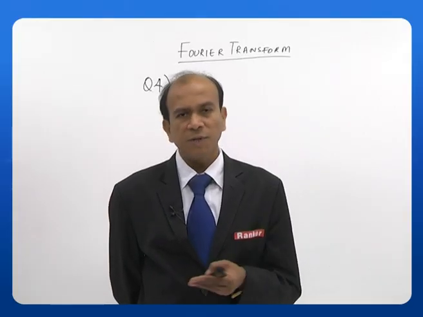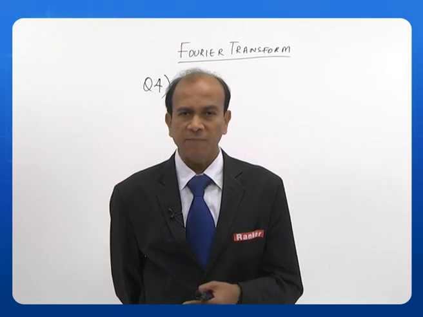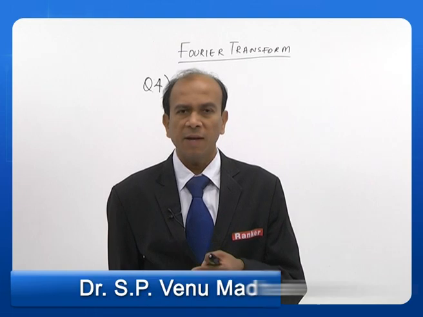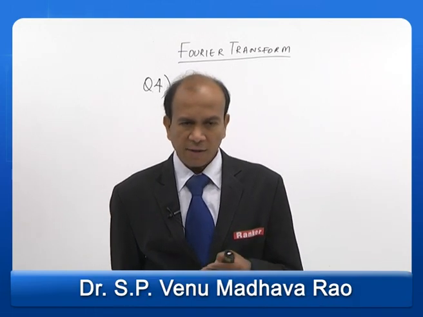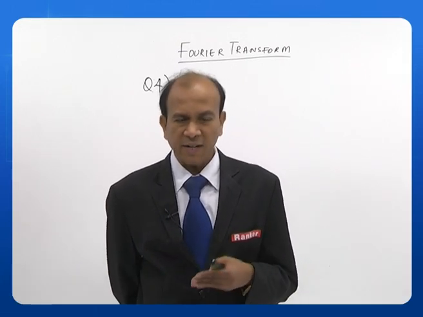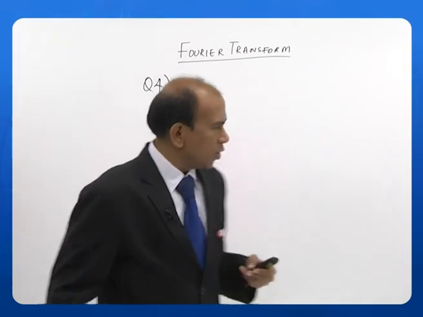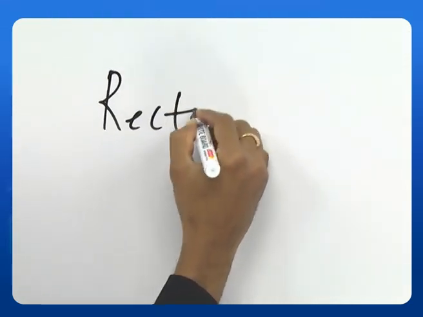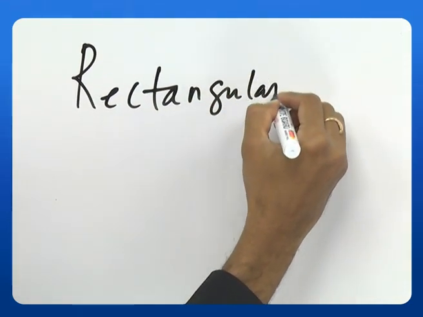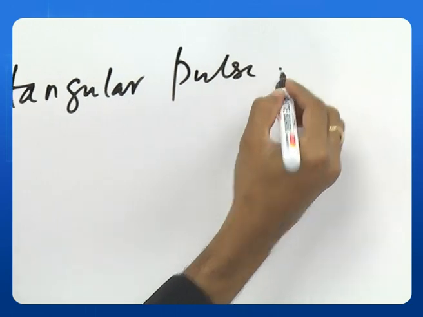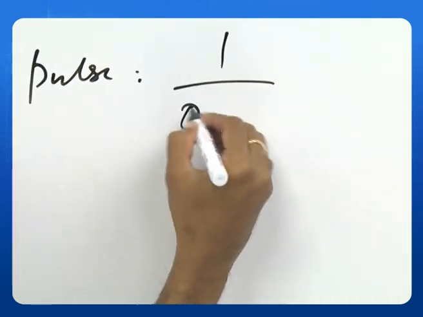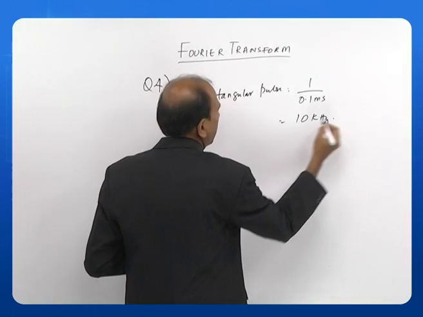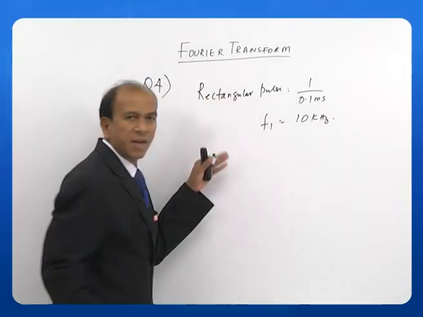So, we have 2 signals that are being given. One is a rectangular pulse, which is having a t equal to 0.1 millisecond, and also you have a cosine function. Now, if you look at the convolution of these two, let us see what is the frequency of these two. Now, the rectangular pulse is having a frequency of 1 by 0.1 milliseconds. So, this is equal to 10 kilohertz. Okay, this is my first rectangular pulse.